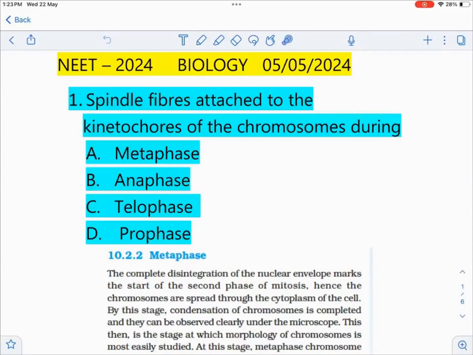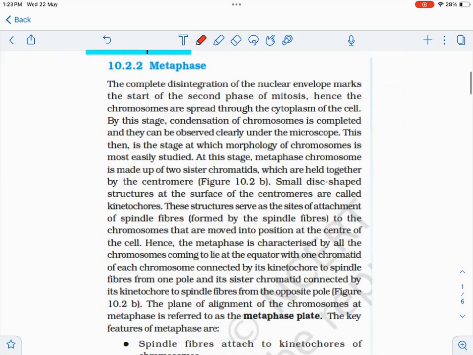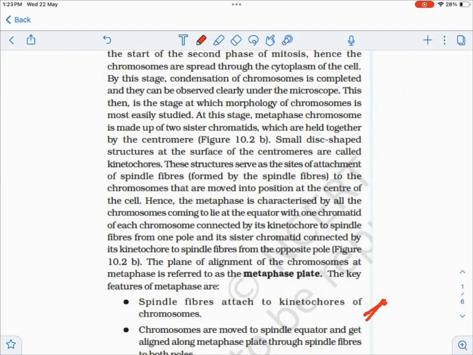Biology question from NEET 2024, and the question is: spindle fibers attached to the kinetochore of the chromosome during option A, metaphase, option B, anaphase, option C, telophase, option D, prophase, and the answer is option A, metaphase. And this is a line from the NCERT and from the lesson called cell cycle and division. Thank you.